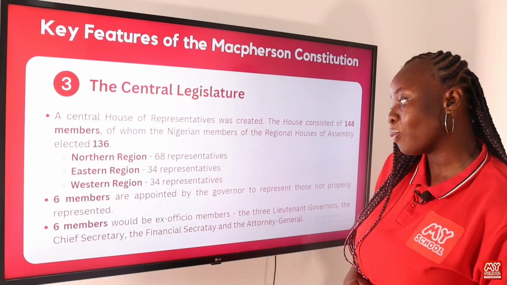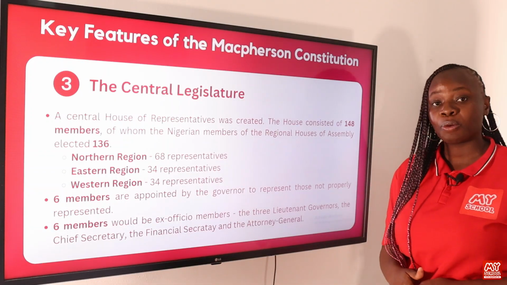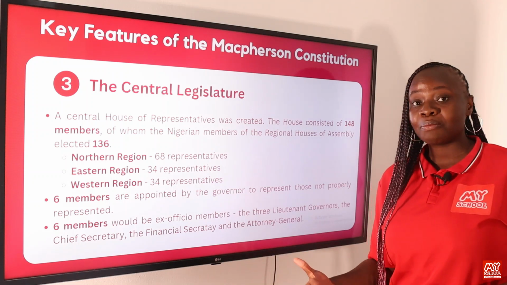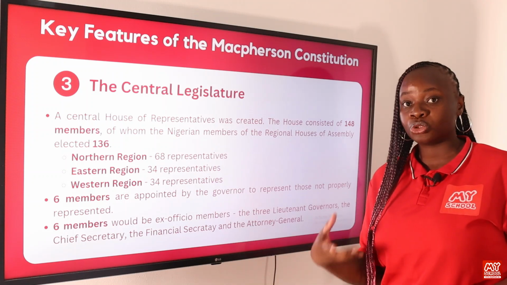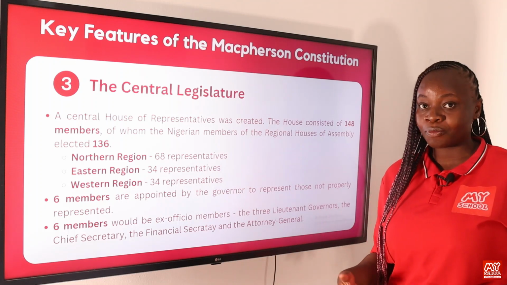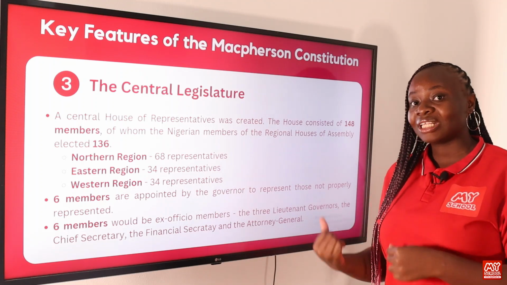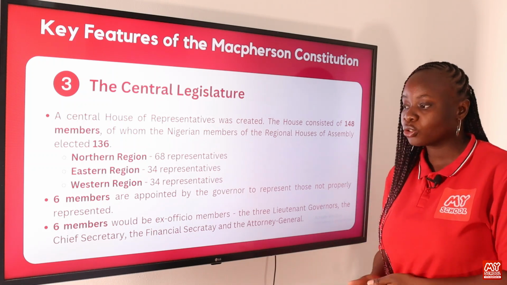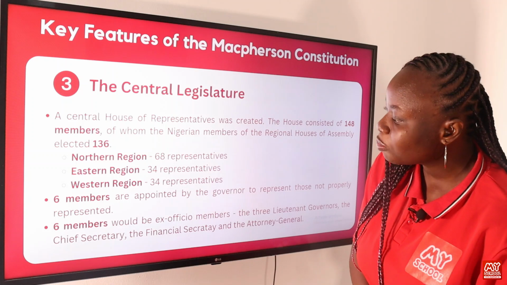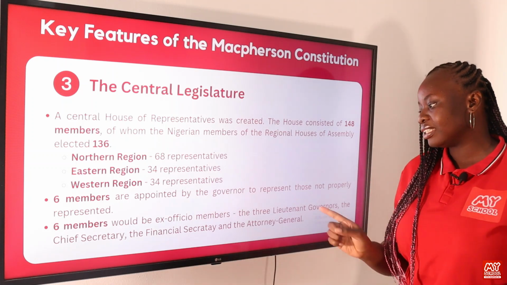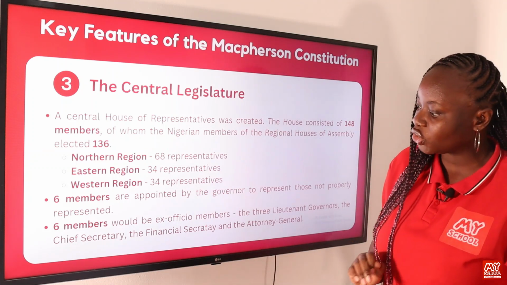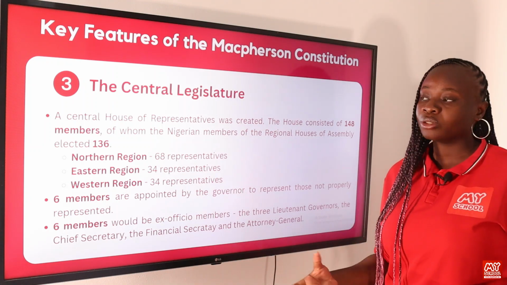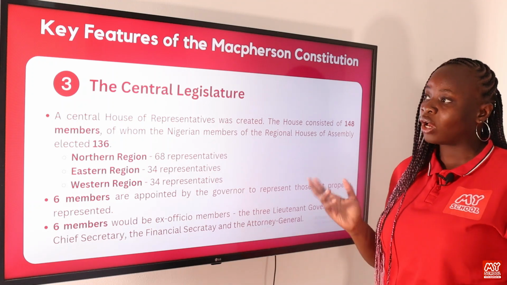So 6 members were appointed by the governor to represent those not properly represented. This means the minor ethnic groups within the country. We can begin to see minority issues beginning to develop within the country at that time. We're going to discuss a lot of that under the Lyttleton Constitution and in preparation for the Independence Constitution. 6 members will be ex-official members, the 3 lieutenant governors, the chief secretary, the financial secretary, and the attorney general. These are all British officials who were part of the central legislature as well.